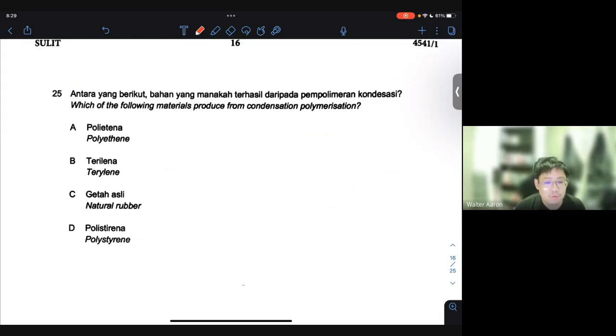25. Which of the following materials is produced from condensation polymerization? Terylene is from condensation polymerization, so the rest are not. Polyethylene is addition polymerization. Polystyrene is also addition polymerization. Natural rubber also, because they all have carbon-carbon double bonds. Terylene is different because you have to remove some atoms before you form new bonds. That's called condensation polymerization. Other than that, all are addition polymerization.